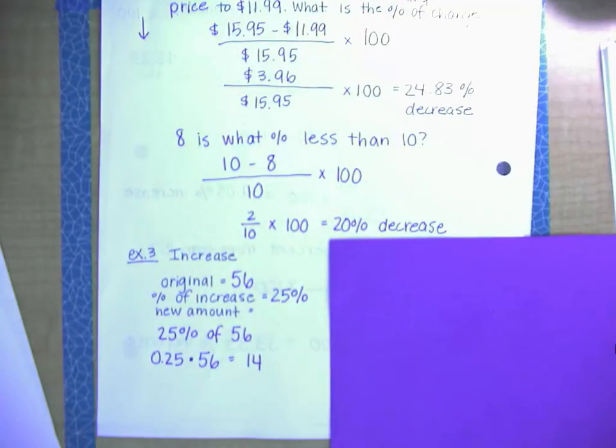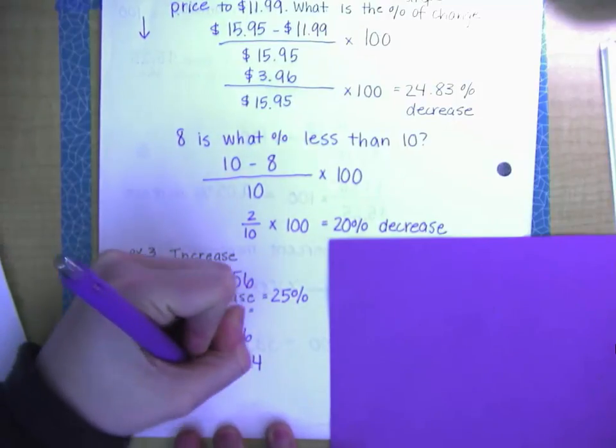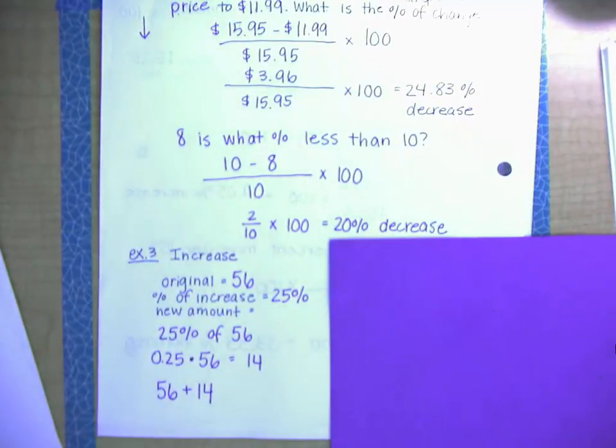Okay, now we started at 56, and it said that we are going to increase that by 25%. So how do I know what my new amount is going to be? Sandy? We're not going to multiply. James? You do. You take 56 and you add 14.